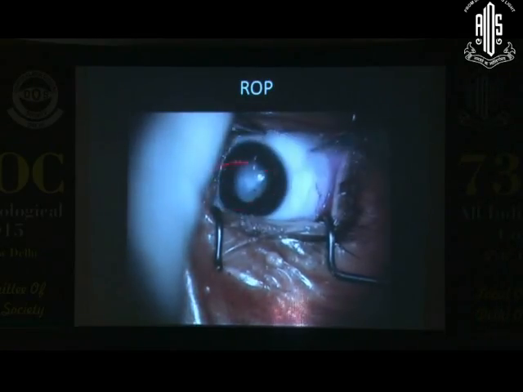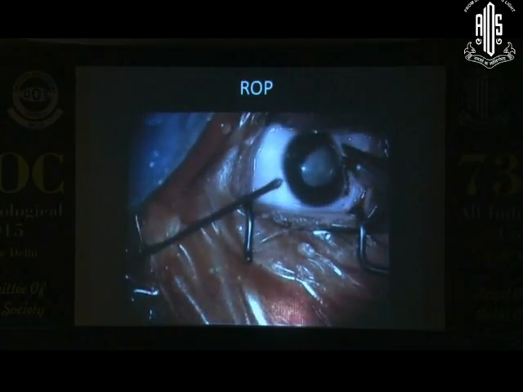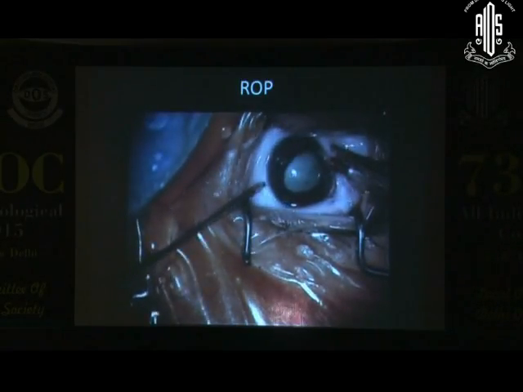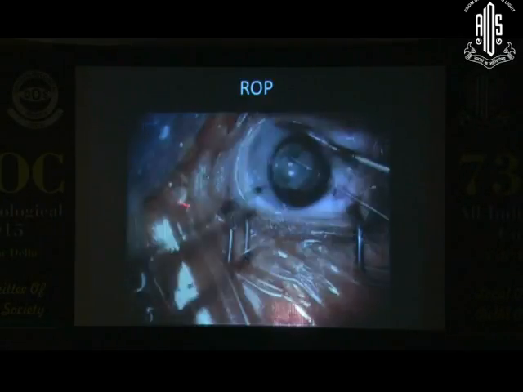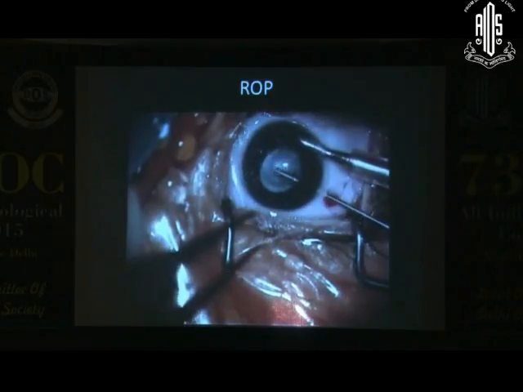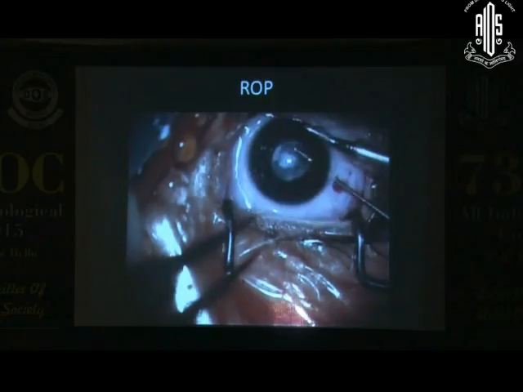And lastly, the white reflex can be because of ROP. So, of course, the history is the clue here. Ask them for a history of prematurity. Then, of course, we find this to be a retrolental fibrous tissue. So, retrolental fibrous tissue need not always mean ROP. It can be FEVR. It can also be, as I mentioned, a medulloepithelioma also.